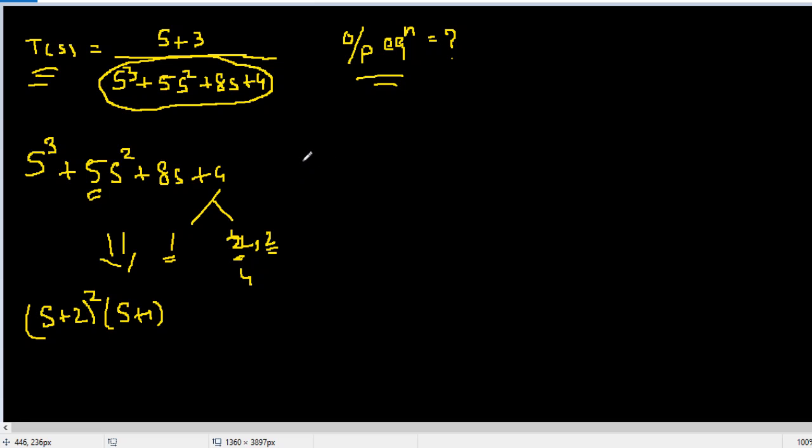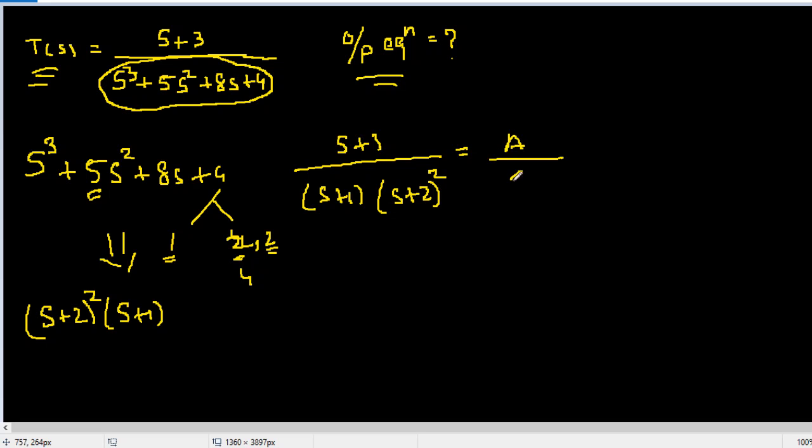This is the breakdown of this polynomial we have. Again we have to calculate the partial fraction of this transfer function. We have s plus 1 and s plus 2 whole squared. The transfer function becomes something like: A over s plus 1, plus B over s plus 2, plus C over s plus 2 whole squared.